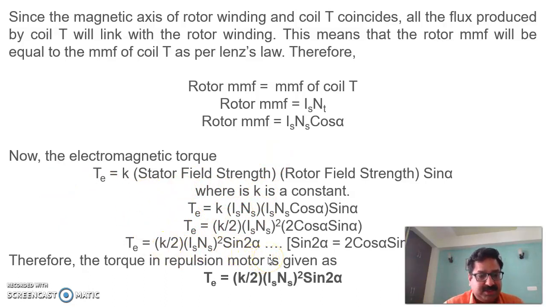So from the equation we can conclude that the torque in the repulsion motor is equal to K by 2 Is Ns squared sine 2 alpha, right?